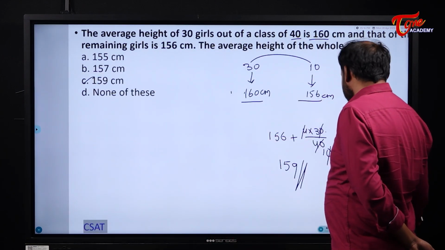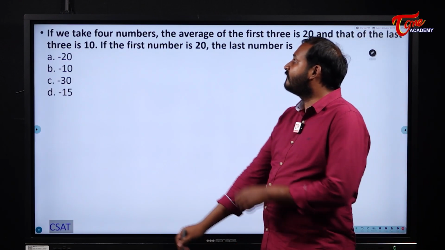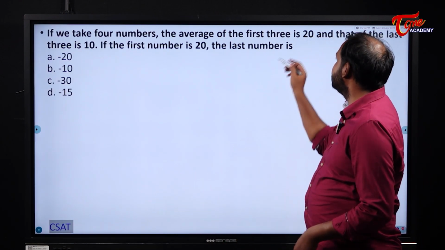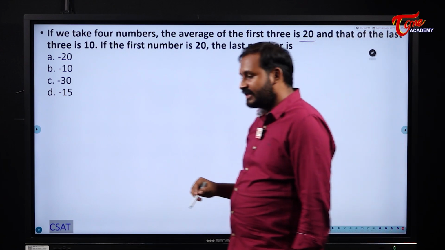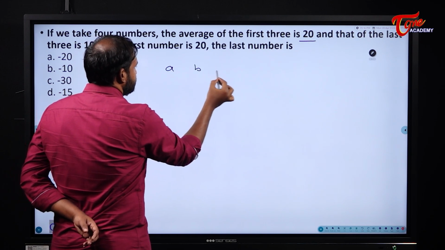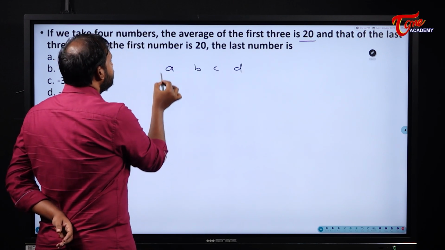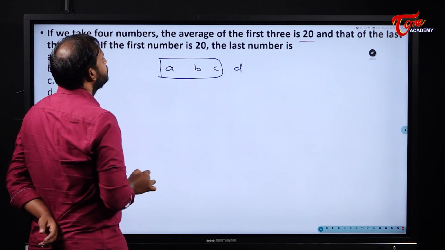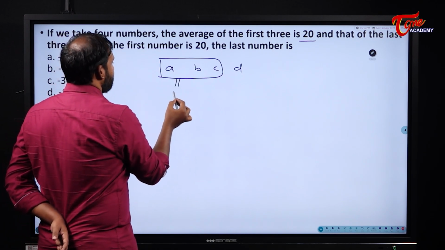Okay, next one. If we take 4 numbers, the average of the first 3 is 20 and that of the last 3 is 10. Now see here, assume that 4 numbers are something like this. What they are telling is that the average of the first 3 is 20.